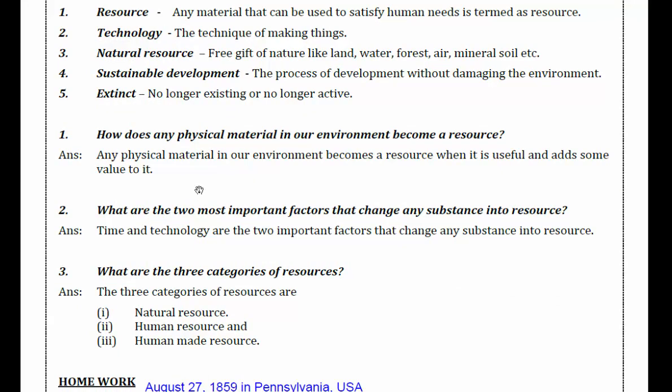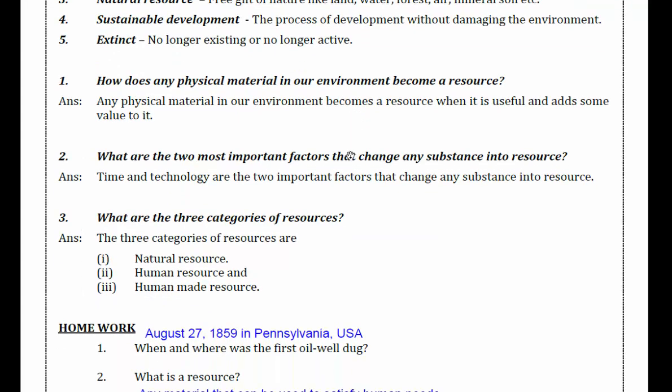The first one is, how does any physical material in our environment become a resource? All the physical environment is not a resource unless and until... Any physical material in our environment becomes a resource when it is useful and adds some value to it. Understand? When it becomes useful. If it is not useful, it is not a resource. All right.